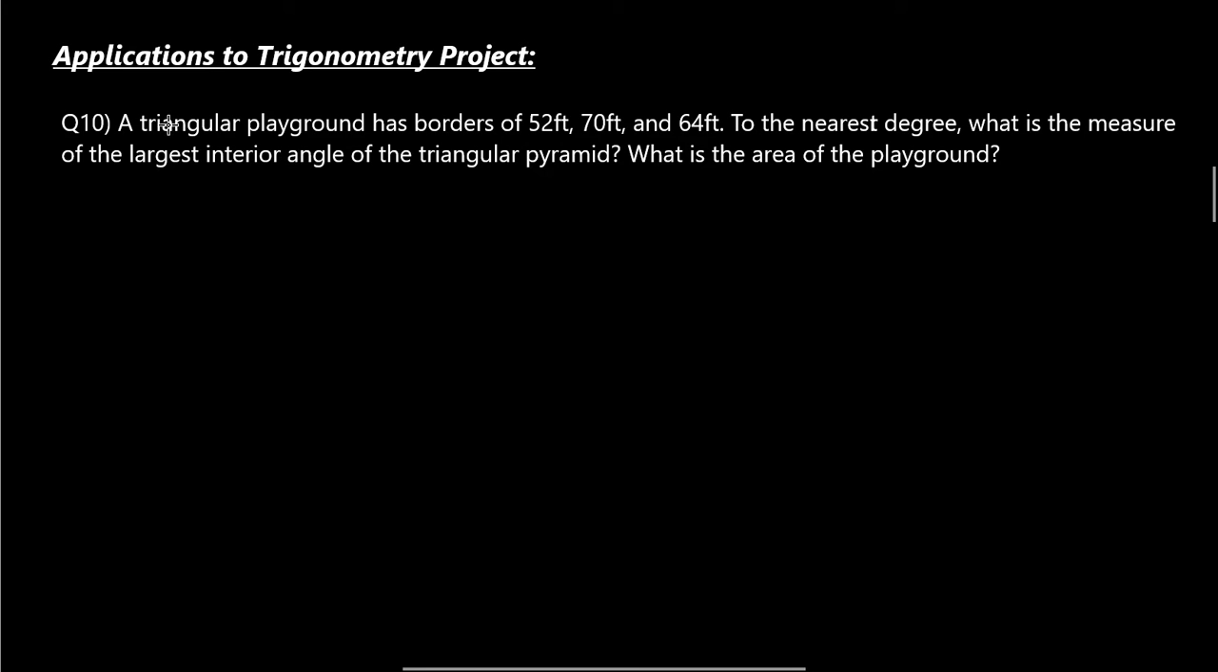So the question states, a triangular playground has borders of 52 feet, 70 feet, and 64 feet. To the nearest degree, what is the measure of the largest interior angle of the triangular playground? What is the area of the playground? So it's asking us two questions: what is the measure of the largest interior angle, right here, and what is the area?